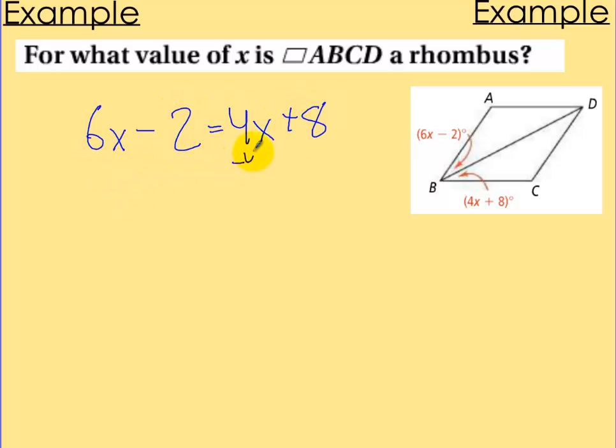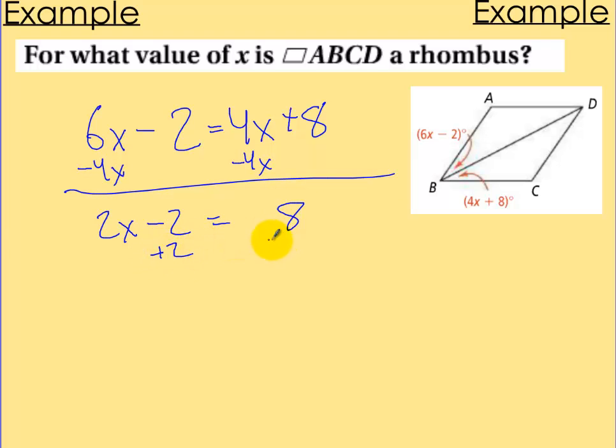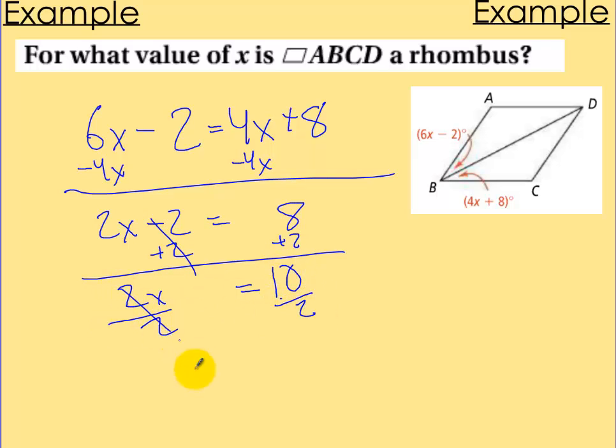Solving for x, I'm going to subtract 4x on both sides. What you're going to get is 2x minus 2 equals 8. And then add 2 to both sides. You're going to get 2x equals 10. Divide by 2. You get x equals 5. So what value of x? x is 5. That's it.